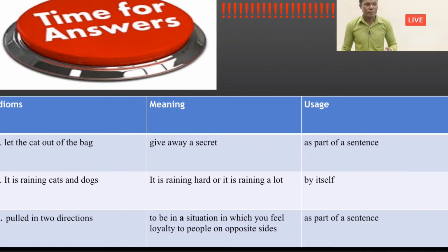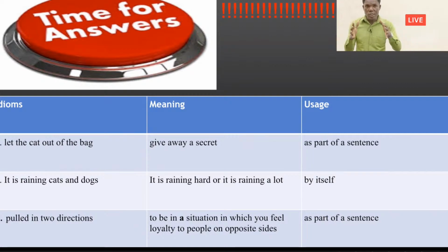Let's just run them over. Let the cat out of the bag means give away a secret, and that can be used as part of a sentence. Next one, it is raining cats and dogs. Complete thought. Used on its own. It means that it's raining hard or raining a lot. Last one, pulled in two directions. That means to be in a situation where you feel loyalty to two different sides, to two different people, to opposite sides. And we all get like that from time to time.